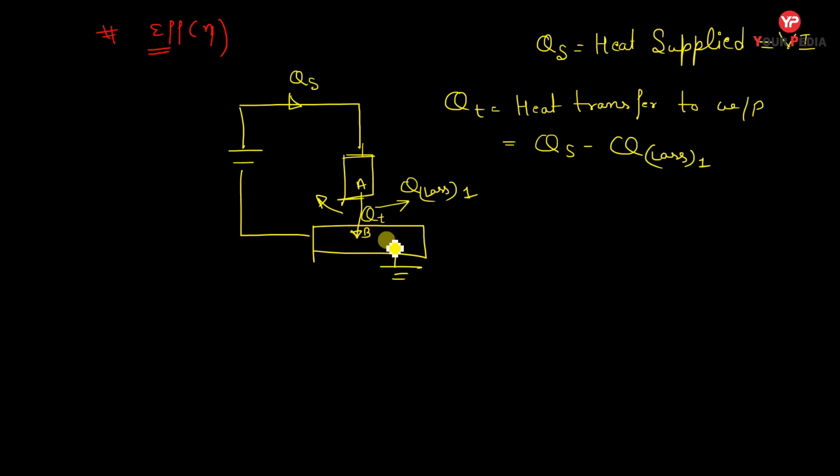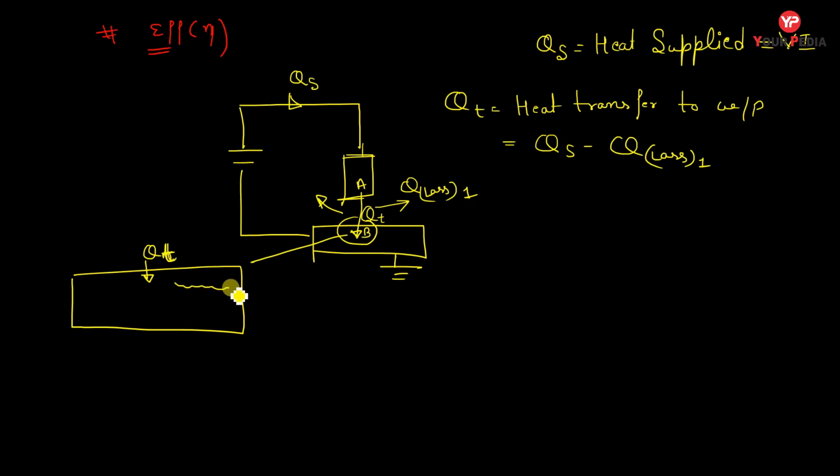Now, if I make a magnified view of only this, for example, this is the workpiece, and here we get QT heat. Out of this QT heat, some heat is lost through this plate due to its thermal conductivity, for example Q loss 2, and the remaining heat is used for melting, that is QM. So out of QT heat, Q loss 2 is lost and QM is used for melting.